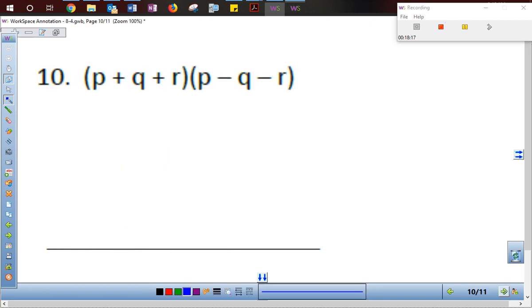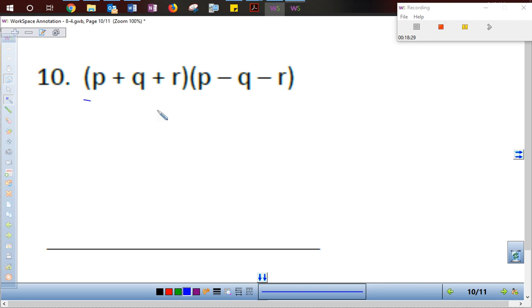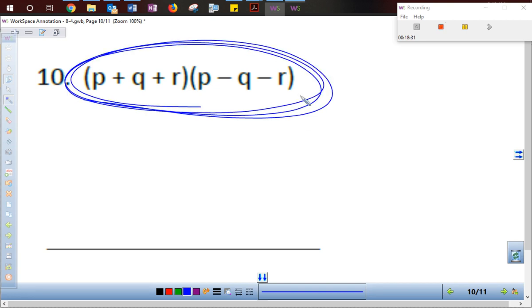We're going to skip number 10 and go straight to number 11. On number 11 it says, use the picture of the box to the right. Write a non-expanded expression for the volume of the box. Now what they mean by non-expanded is it looks like this. We haven't multiplied it together and simplified it out.